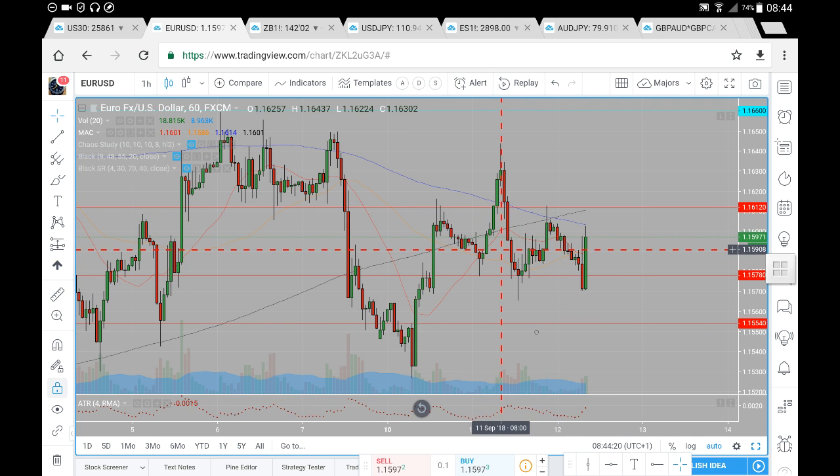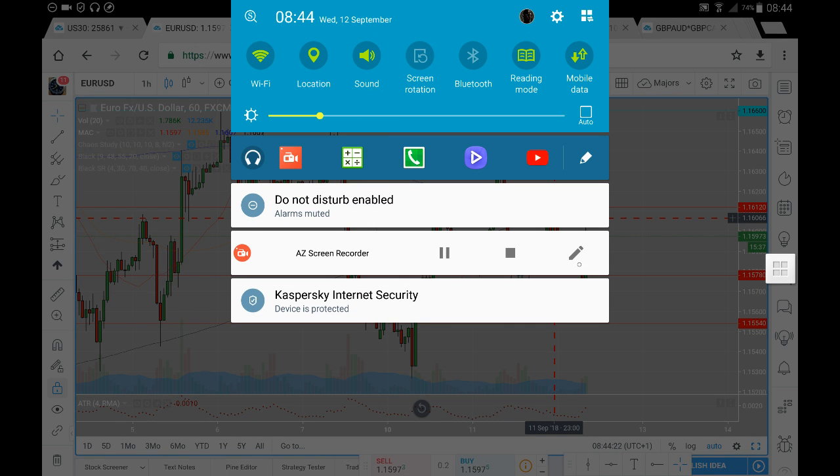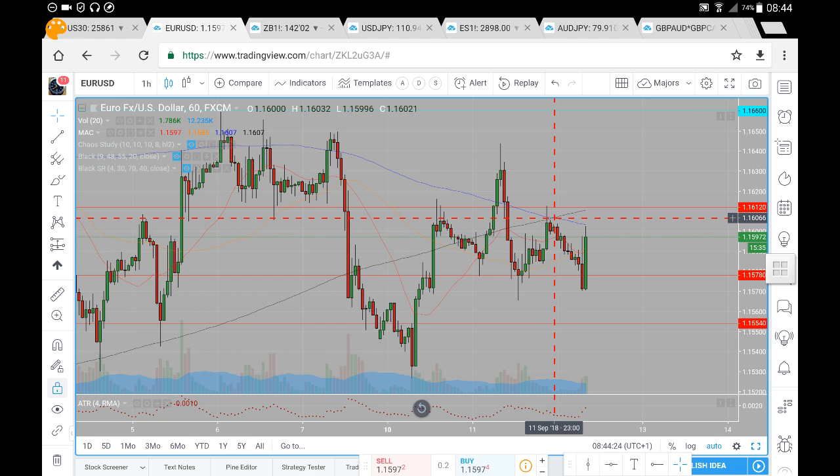So this is Euro Dollar analysis for Wednesday, the 12th of September. Now let's just have a look at the prices and where prices may likely go.